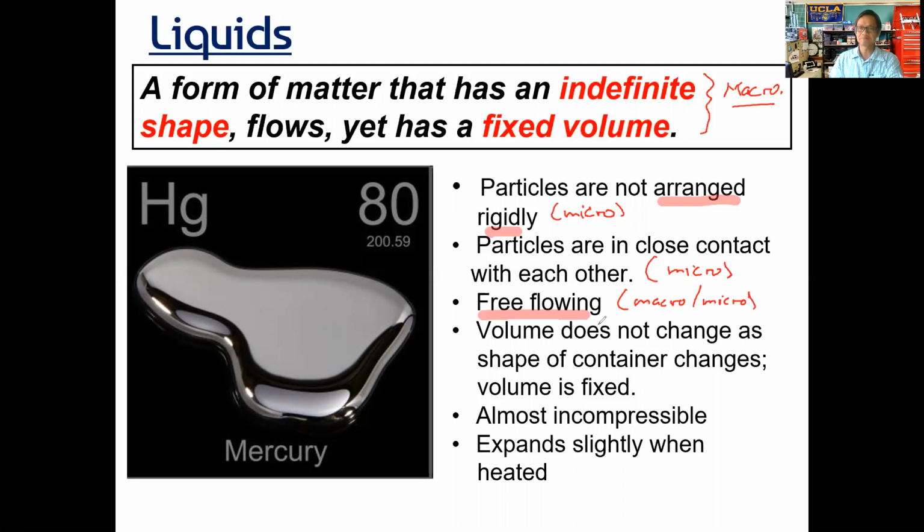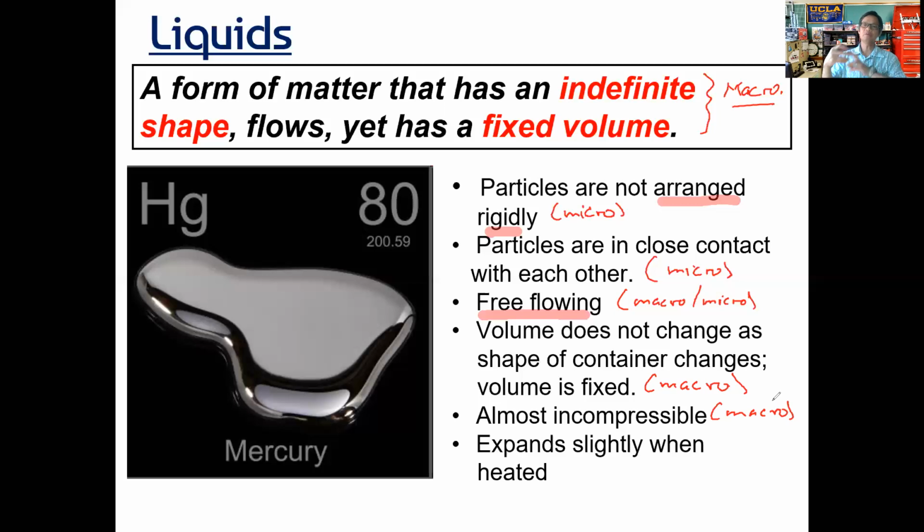We said the volume does not change, so this is a macroscopic observation. And they're virtually incompressible. Another macroscopic observation, meaning that you can't squeeze them together. This is an important property that we take advantage of. For example, hydraulic lifts and the brakes in your car depend on the incompressibility of a liquid.